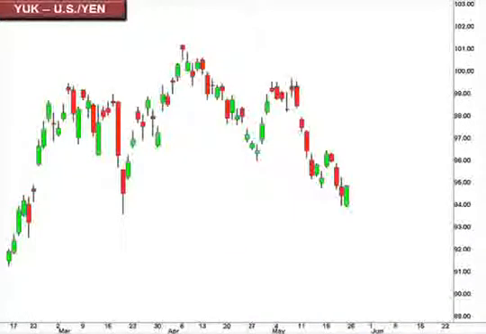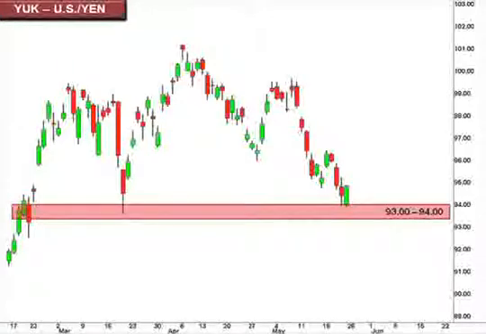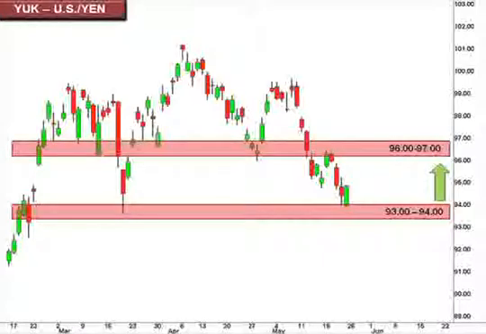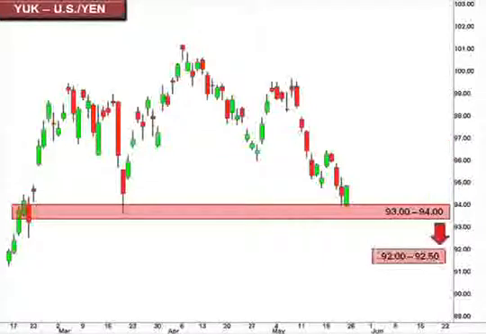The YUK, the US versus the Japanese yen, tested the upper range of our 93.94 box before closing positive on Friday. A natural retracement of this previous downtrend is likely to test resistance back up in that 96.97 focal zone. A break below 93 opens the window for a move back down into that 92.5 box.